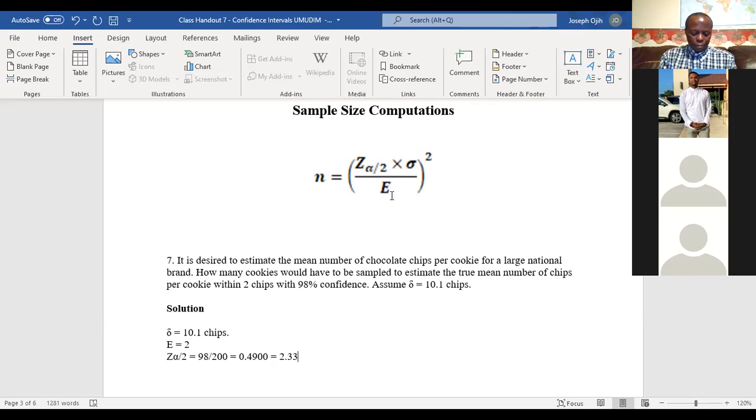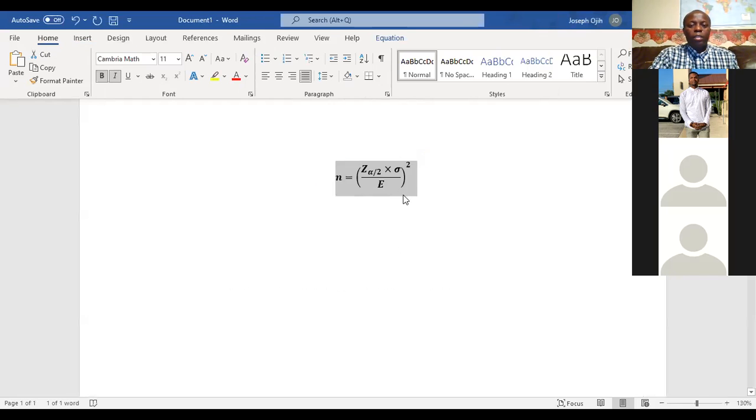I got delta after that, standard deviation is 10.1 chips. Error is 2. Z alpha over 2 is 2.33. So let's plug this in. I'll take you to the other workbook where we can insert this number into the formula. This gives us equals, excuse me, equals, so I'm going to put the equation.